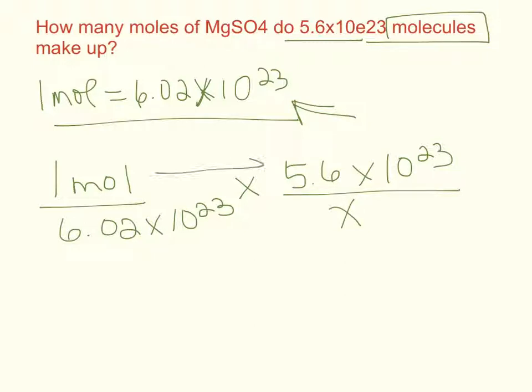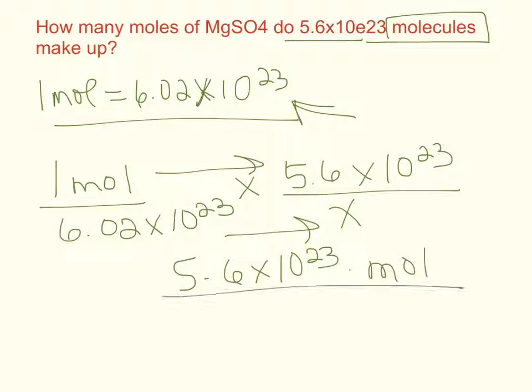Okay, so we're just going to multiply our numerators together and our denominators together. So 1 mole multiplied by 5.6 times 10 to the 23 will give us 5.6 times 10 to the 23, and you can have mole there for now. Then we have 6.02 times 10 to the 23 multiplied by our unknown. So we're still going to have that 6.02 times 10 to the 23 x, or our unknown. Now we're going to divide 5.6 times 10 to the 23 by our 6.02 times 10 to the 23 as well.